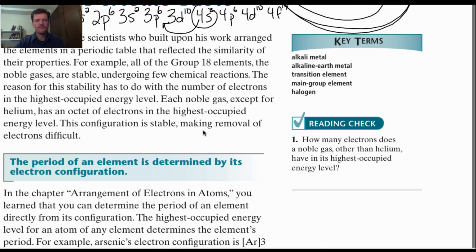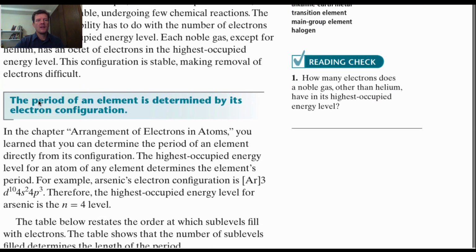The period of an element is determined by its electron configuration. Very, very important. You have to know the connection between the periodicity of the periodic table and the fact that that is because of the arrangement of the electrons. You have to know that. So if you want to pause this video and write this down right now, you've got to know that.